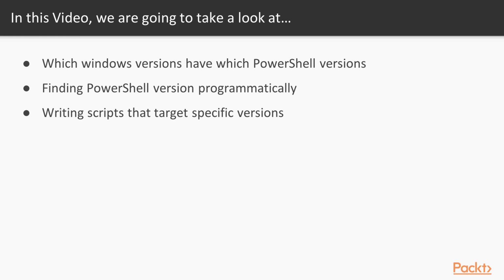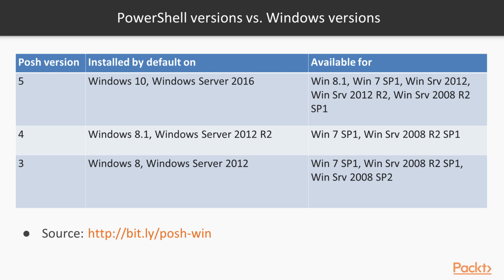In this video, we are going to take a look at which PowerShell versions each Windows version has out of the box, finding out programmatically which PowerShell version is running, and we will look at how to write scripts that target specific versions.